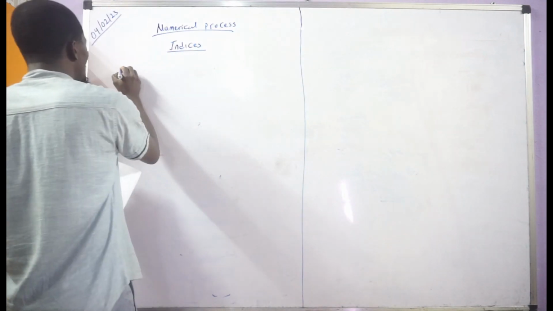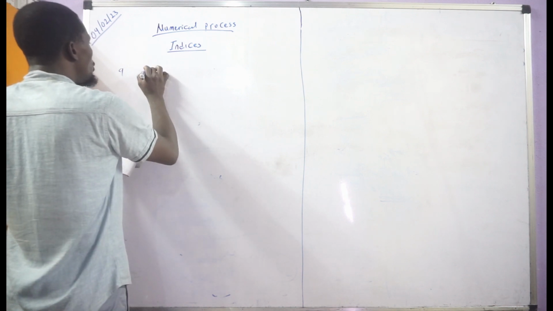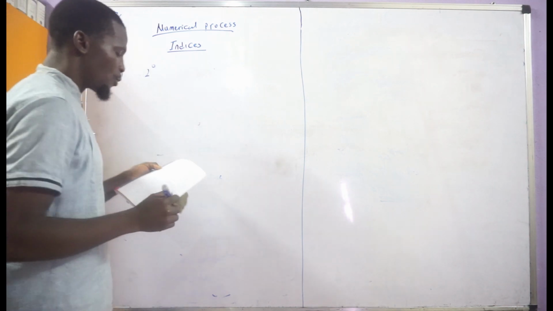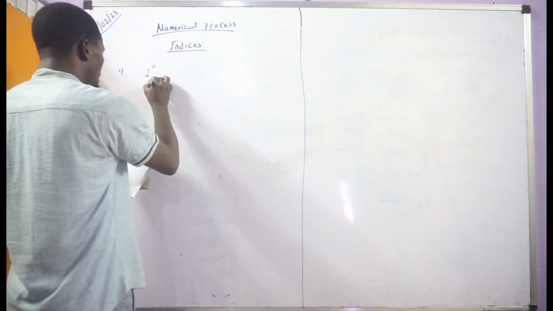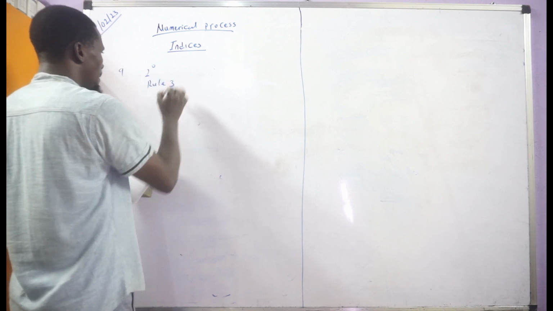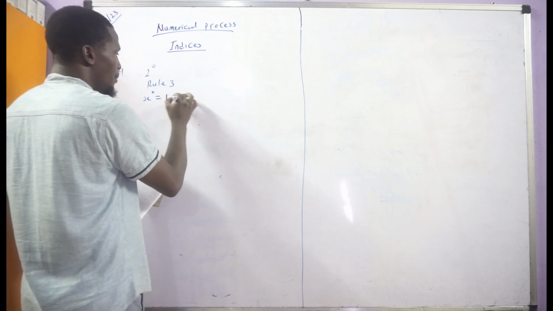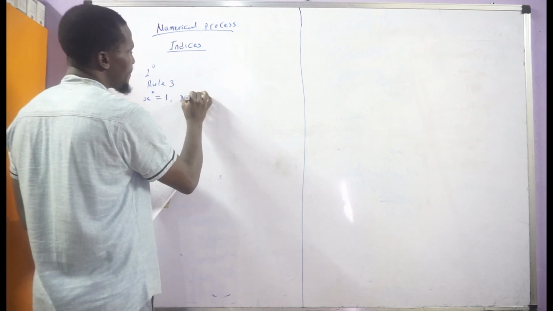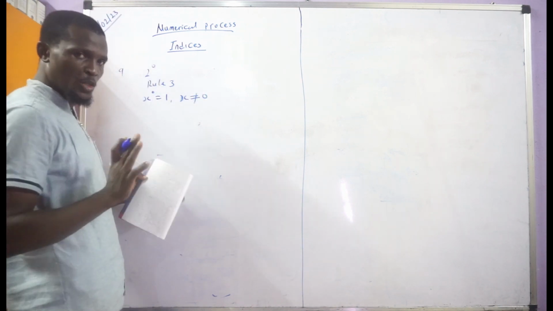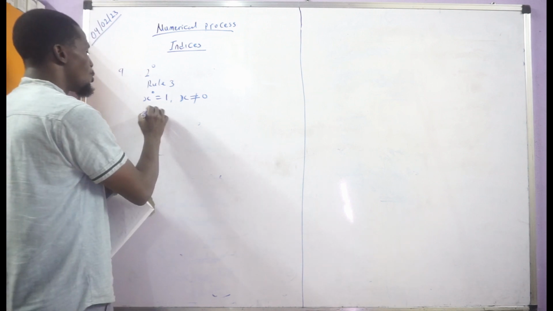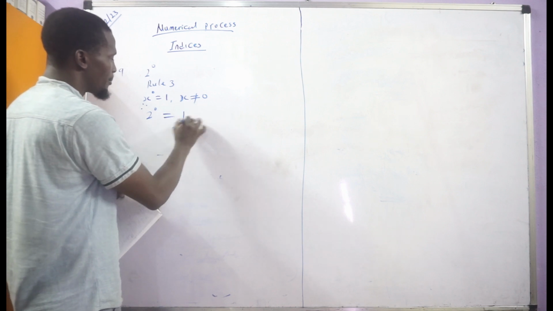So I start from question 9, which is just 2 raised to power 0. For this one we are going to be using rule 3, which says x raised to power 0 is equal to 1 provided x is not equal to 0. In this case, x, which is 2, is not equal to 0. So our answer is 2 raised to power 0 is equal to 1.